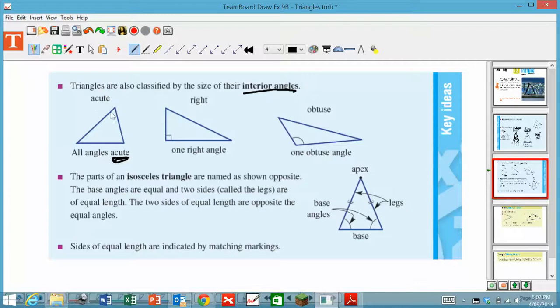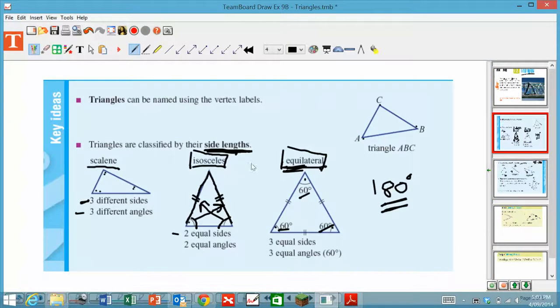So acute angles are all less than 90 degrees, so that is an acute triangle. You've got a right triangle, which means there is one right angle within that triangle. And then you've also got an obtuse triangle, which means there is one obtuse angle within that triangle, and obtuse angles are between 90 and 180 degrees. So they're the different styles you've got.